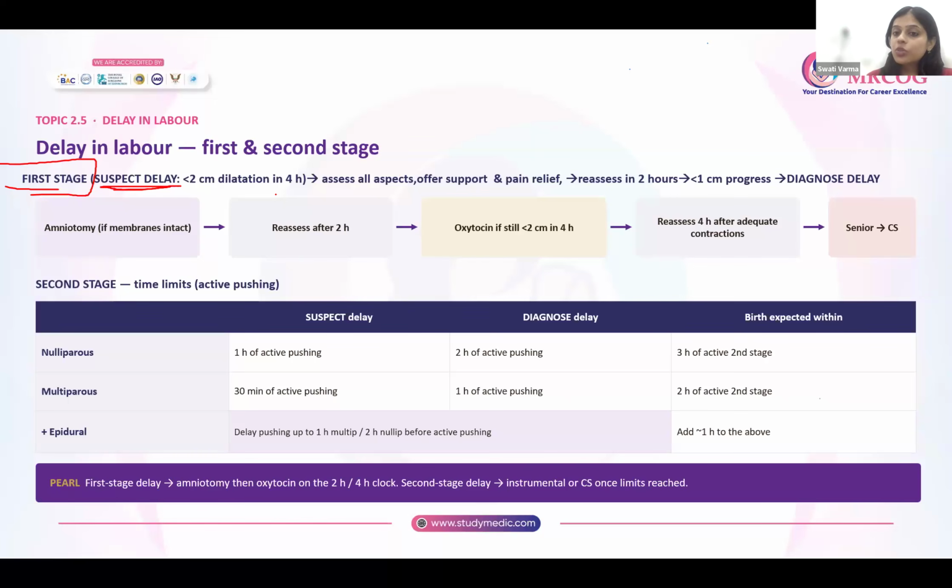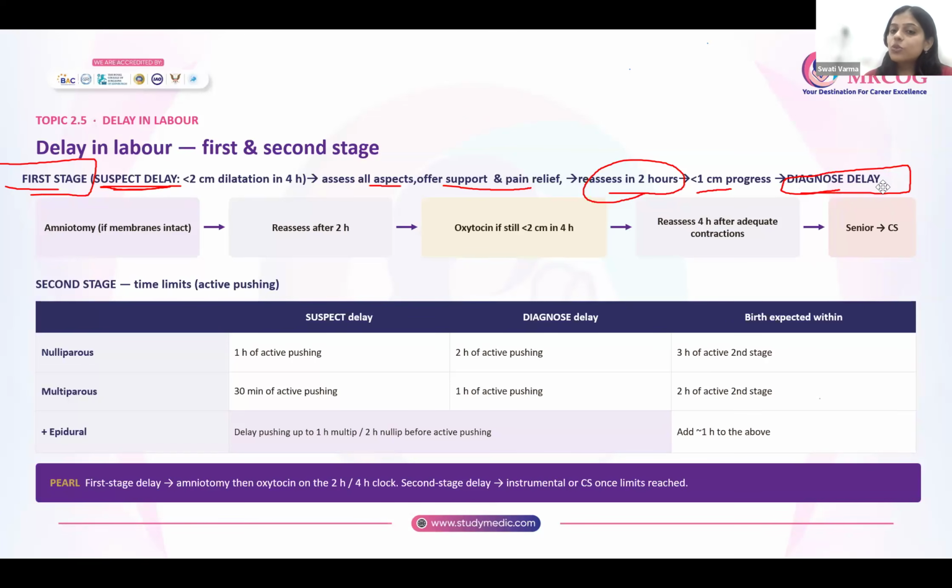Suspect delay. What will you do in suspected delay? Assess all aspects, offer support and pain relief, and then the first thing you will do is reassess in 2 hours. If in 2 hours the progress again remains slow, that is, in 2 hours you expect the progress to be at least 1 centimeter, and it didn't happen, then it is the time when you diagnose delay. So when it is suspected delay and when it is diagnosed delay, this should be very clear to all of you.